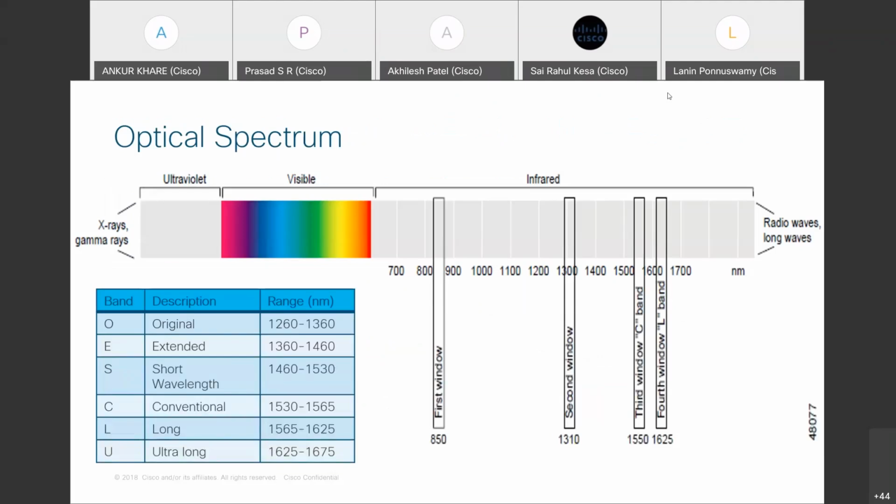Okay, so we discussed the optical spectrum, right? Why we used this spectrum. So when you see here, there is ultraviolet, visible, infrared. So there are different bands here. In this band, we are using 1530 to 1565, which is called C band, and L band is 1565 to 1625. So these are the bands where attenuation is very low. So this is the reason we use these wavelength ranges in the optics.